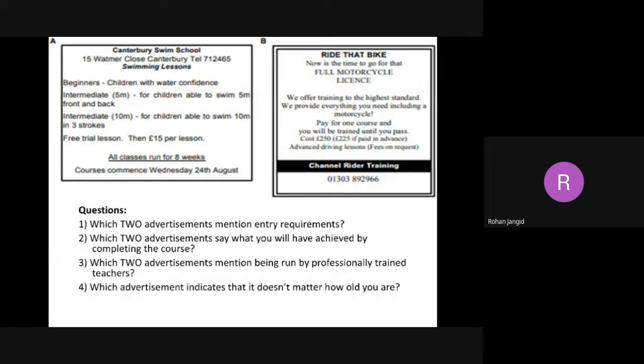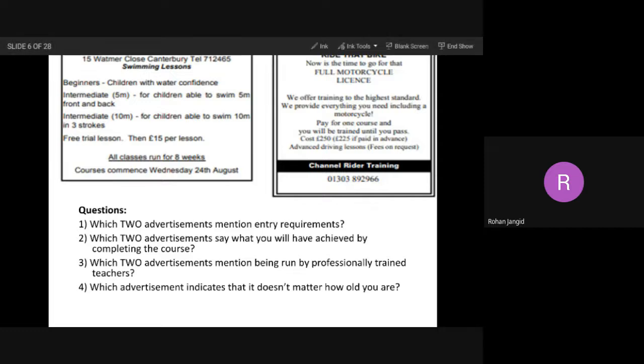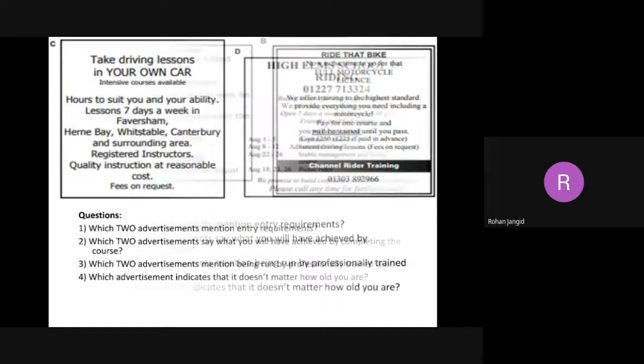I'll translate into Hindi for your better understanding. ऐसे कौन से 2 advertisements हैं जो entry requirement मांग रहे हैं, मतलब कुछ requirement जरूरी होनी चाहिए to enroll for it, right? Okay, you can take 1 minute and just go through all these 5 advertisements. Just 1 minute. And then we shall attempt it.